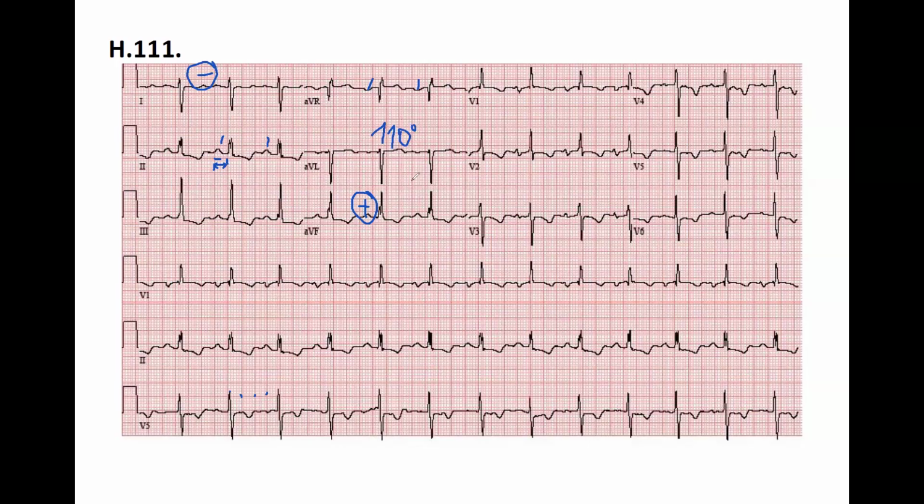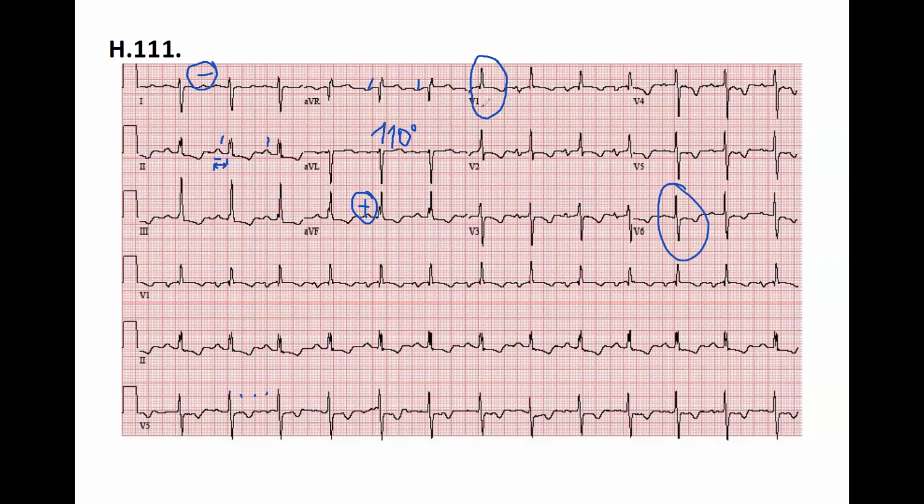There's no pathological Q wave. We do not see any pathological Q wave, that's fine. And now looking at V1, there's no hypertrophy in the R.